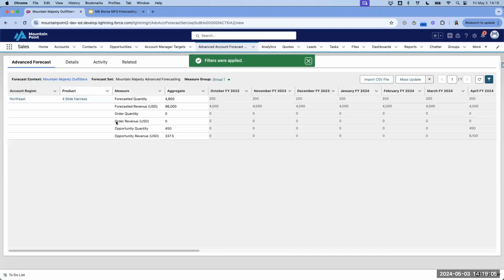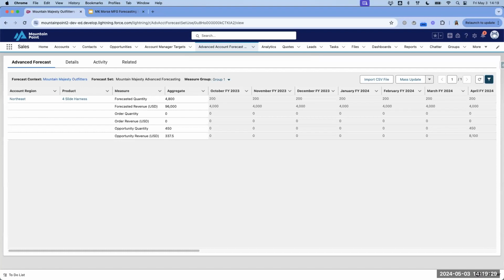So here we have the 4-slide harness. And what I wanted to point out here are the different measures that you guys have. So first we have the forecasted quantity and the forecasted revenue. These metrics are calculated based on your business rules. So for this forecast, we've taken ordered quantity and applied 10% to the ordered quantity. And that's what's going to drive the forecasted amounts.